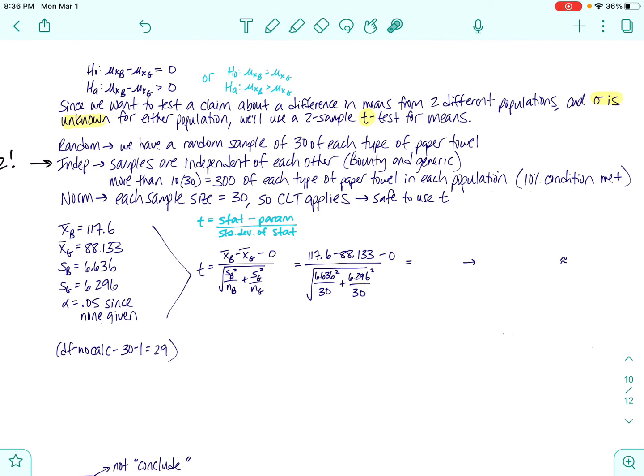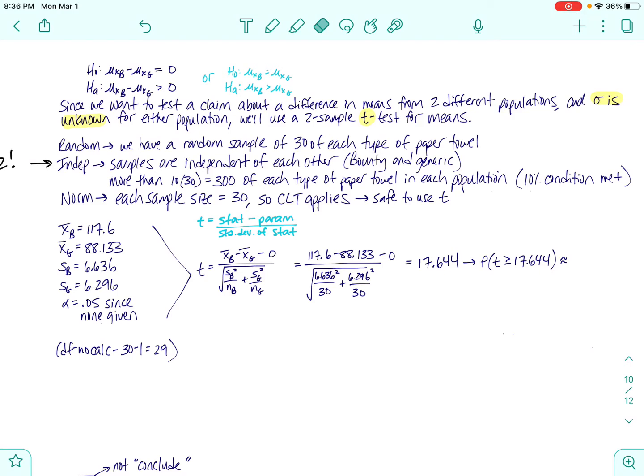Hardest part of this whole problem is typing this correctly into the calculator. I encourage you to pause the video and try it, okay? That gives us 17.644. So what is the probability that the T, the test statistic, exceeds 17.644? How do I do that in table A, or table B, excuse me, because this is a T?